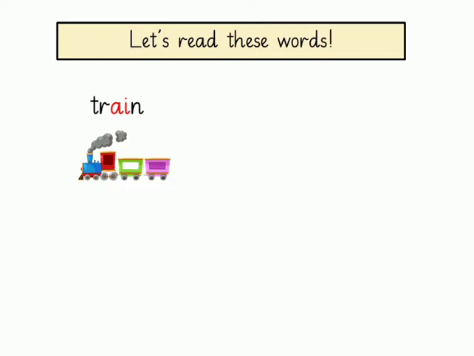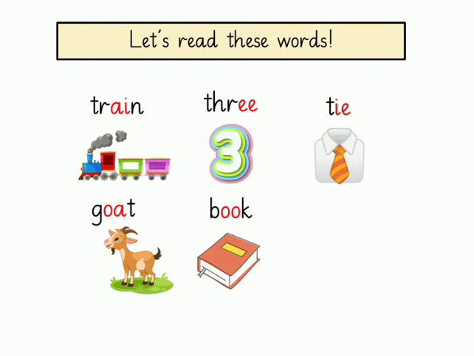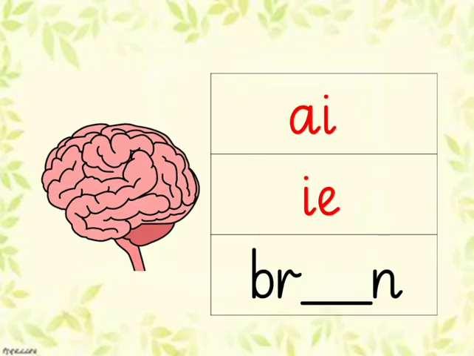Train, tree, tie, goat, book, snail. Very nicely done, kindergartners. Look at this picture, brain.